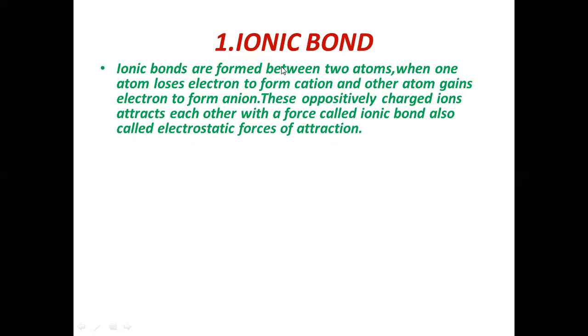First type of bond is ionic bond. What is an ionic bond? Ionic bonds are formed between two atoms when one atom loses an electron to form a cation and the other atom gains an electron to form an anion. Now we have two types of ions, cations and anions. And you know that oppositely charged ions always attract each other. So these oppositely charged ions attract each other with a force.